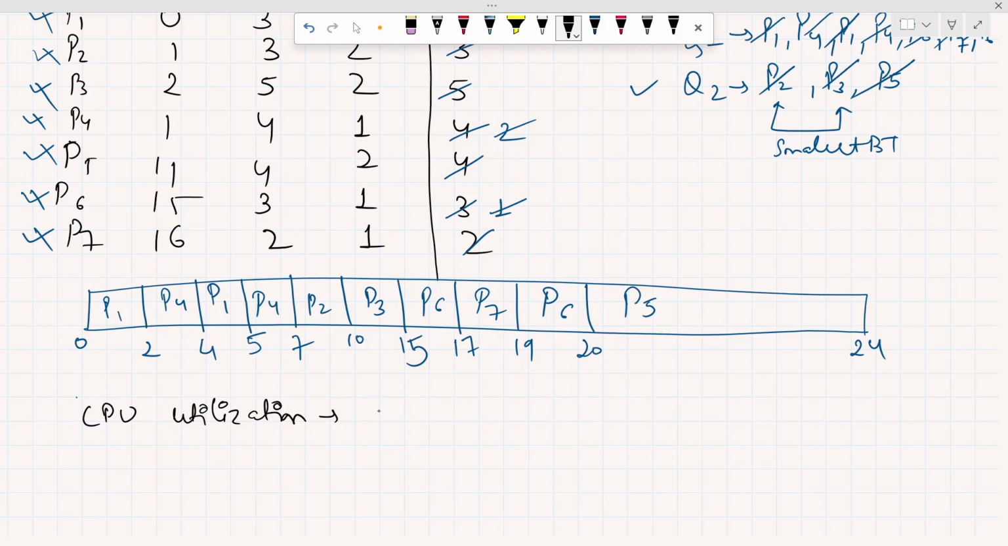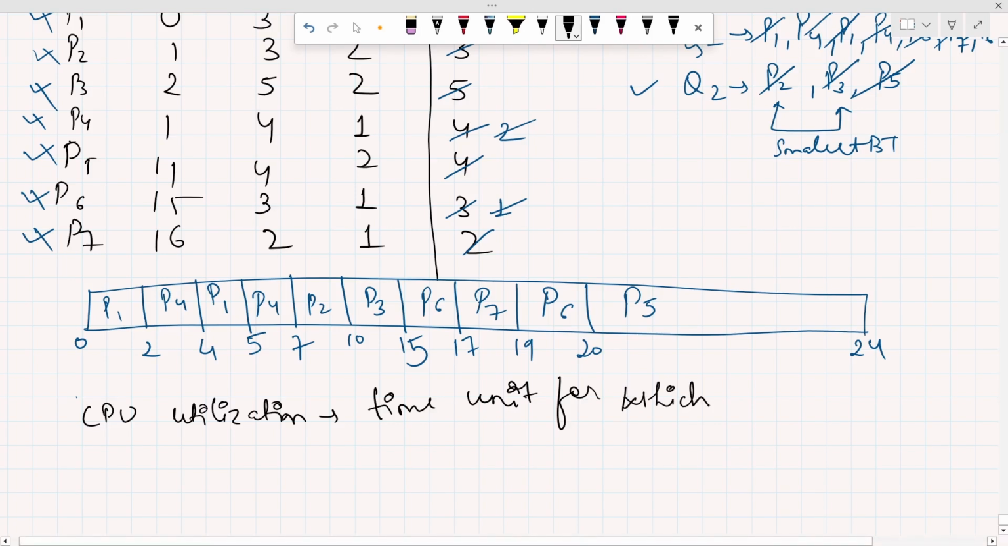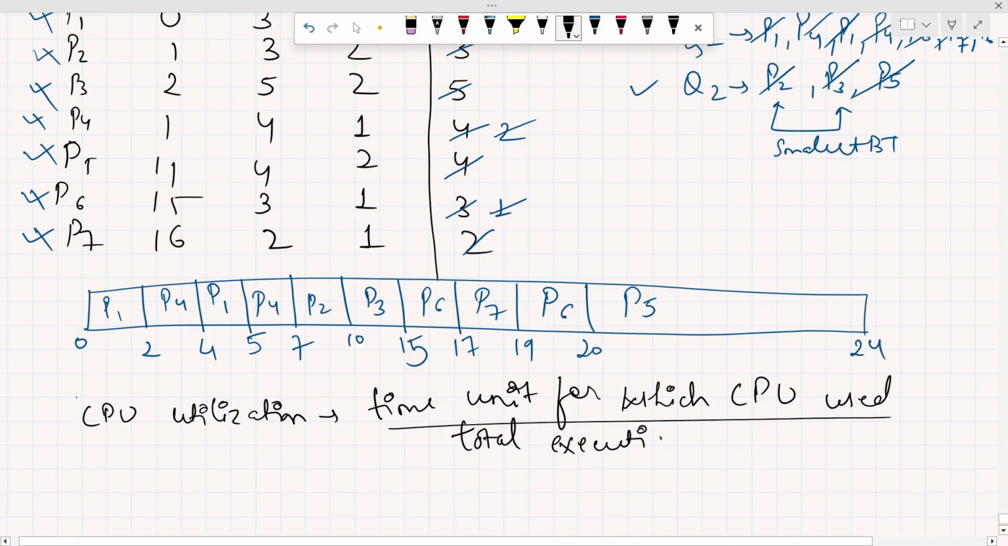Okay. So the time unit for which CPU is used, divided by the total execution time. So this is a formula. By using this, you can easily find this out.